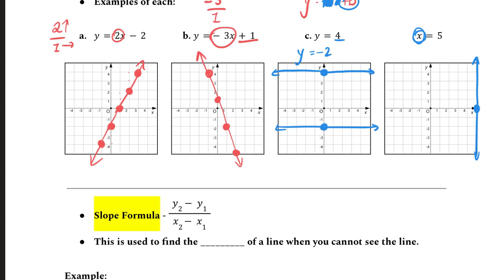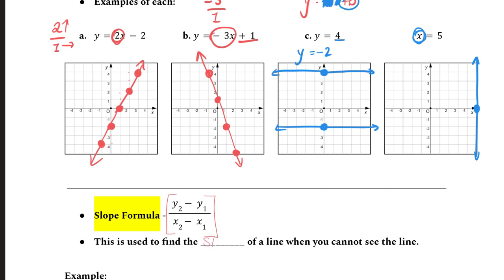All right, so the slope formula is used pretty much to find the slope of a line if you can't see that line. So with these graphs over here, we could see the line, or at least we were given the slope right here, then on the previous. However, you might have a question that just gives you 2 points and it says what's the slope of that line, and what you use to find that is this right here, the slope formula. Now it looks a little tough, but it's really not. It's really not.